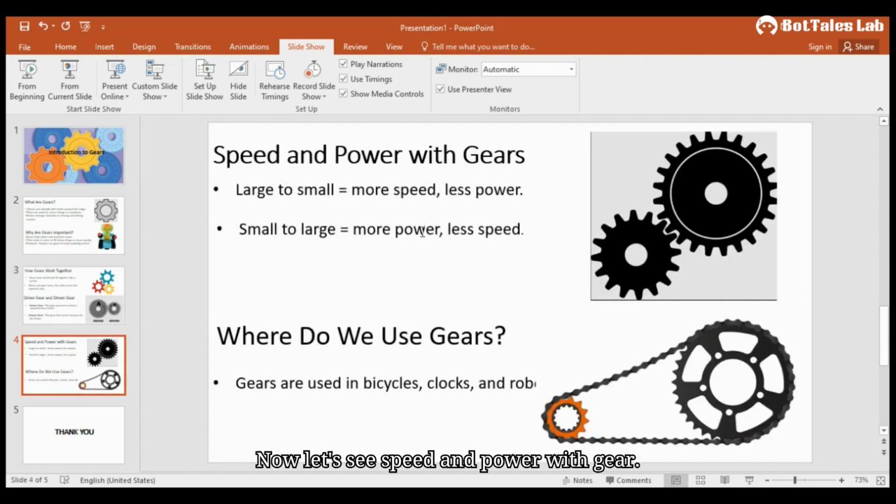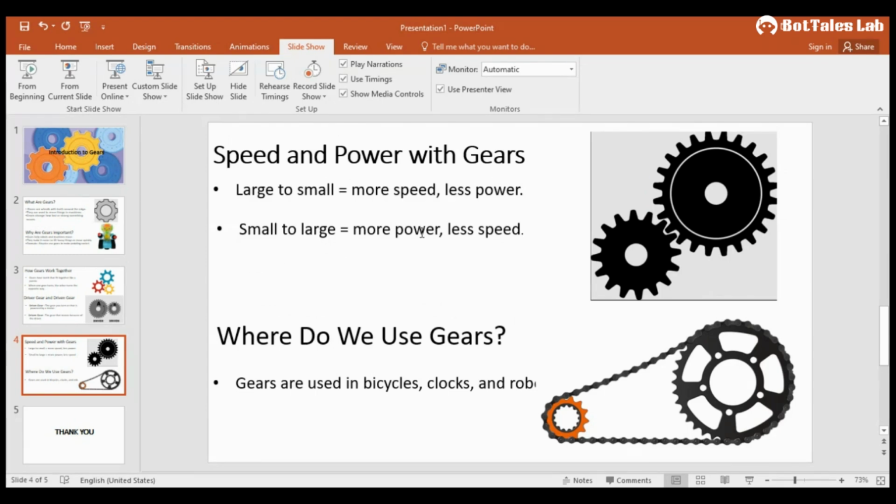Okay. Now let's see speed and power with gears. Let's consider two examples of gears. In one example, a larger gear is rotating a smaller gear, and in another example, a smaller gear is rotating a larger gear. In the example in which the larger gear rotates the smaller gear, we get more speed but less power. Where the smaller gear rotates the larger gear, we get more power but less speed. When a large gear rotates a small gear, there is more speed and less power. When a small gear rotates a large gear, there is more power and less speed.